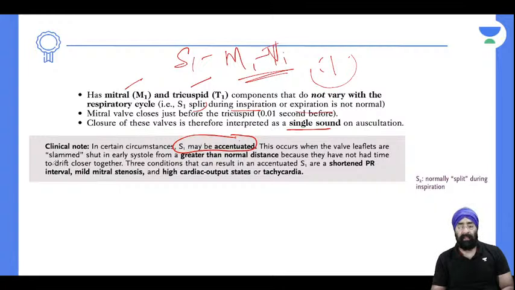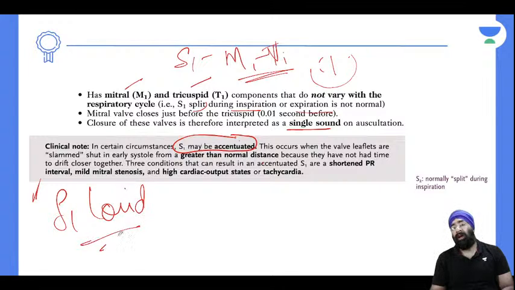Whenever the leaflets are getting slammed shut in early systole from a greater than normal distance, because they have drifted farther apart. There are 3-4 conditions where the S1 sound will be loud. So when will S1 be loud? Number 1 is if there is a mild mitral stenosis.